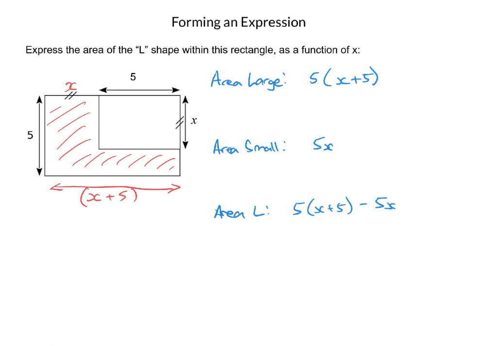So let's try that. So that is equal to, let's expand the bracket, 5 times x is 5x. And then 5 times 5 is 25, and that's a plus 25 because it's a plus 5. And then I have minus 5x at the rear there. Now you should be able to see that 5x subtract 5x equals 0, so we would say they cancel each other out. So that just leaves me with the answer of 25, much simpler than this expression here, and that is the expression for the area of the L shape.